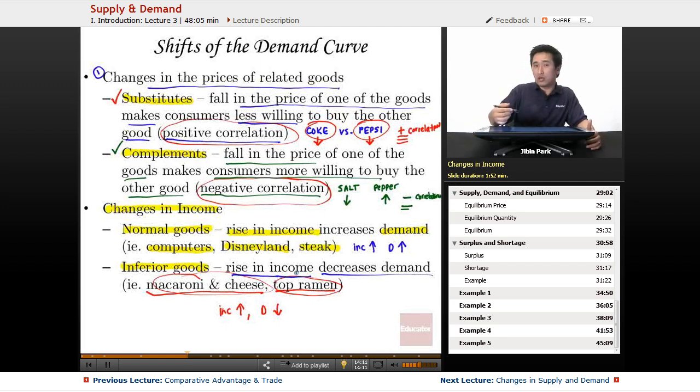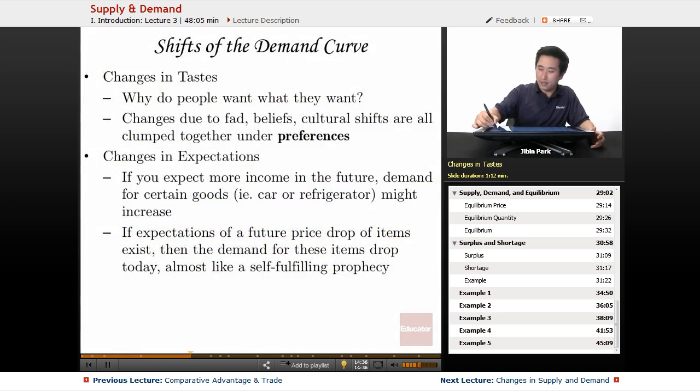But the converse would also be true. So if your income decreased, so if I got fired from my job and I had no source of income, then the demand for macaroni and cheese and top ramen would actually increase. I'd want to feed my family, and with no source of income, maybe my demand for food at the 99-cent store would increase. Very sad situation, but that's basically the way economics works here.